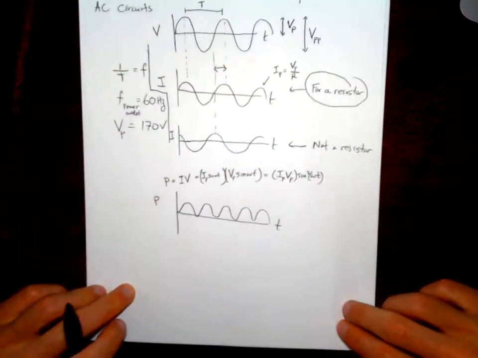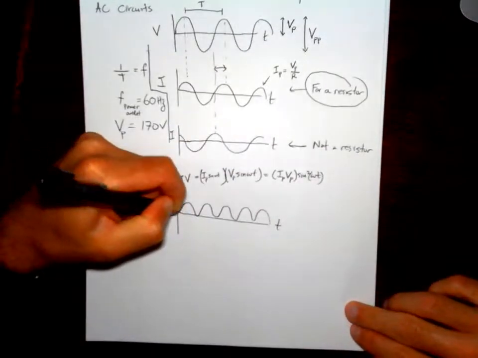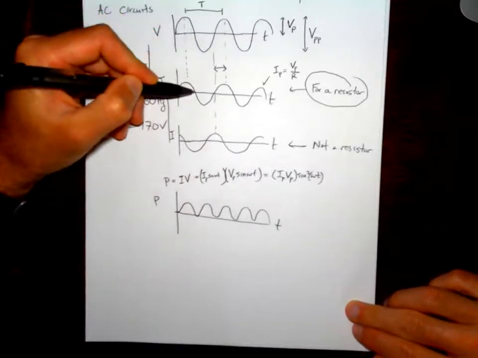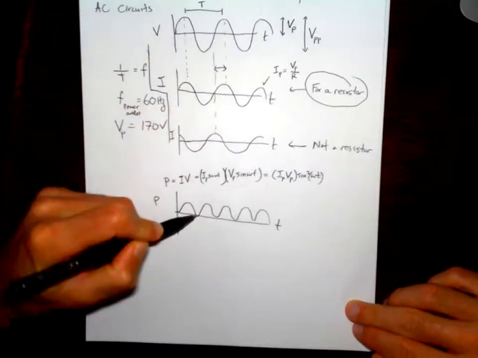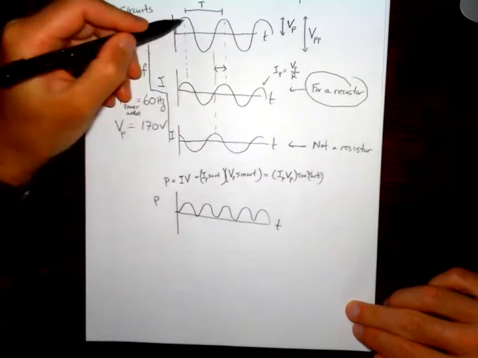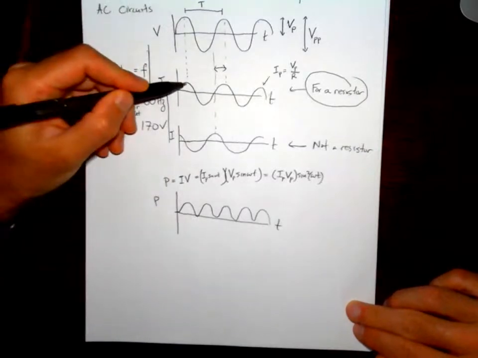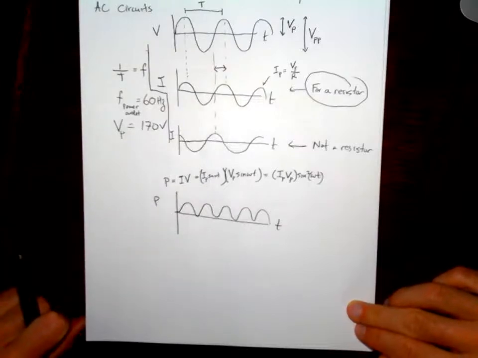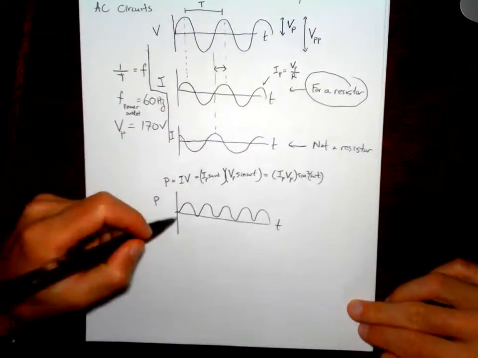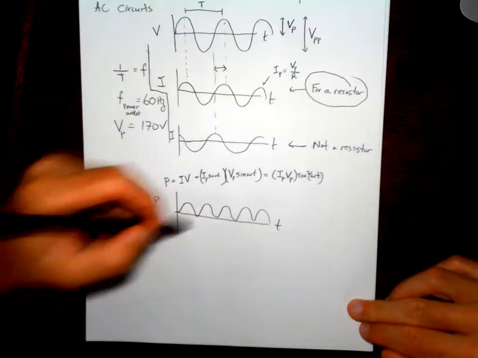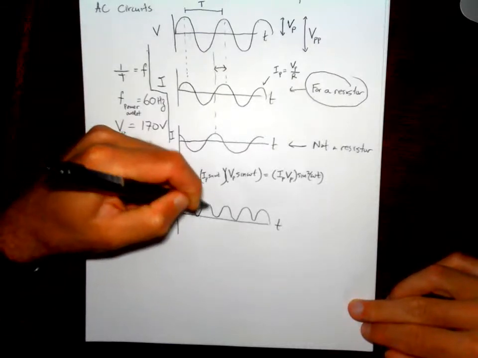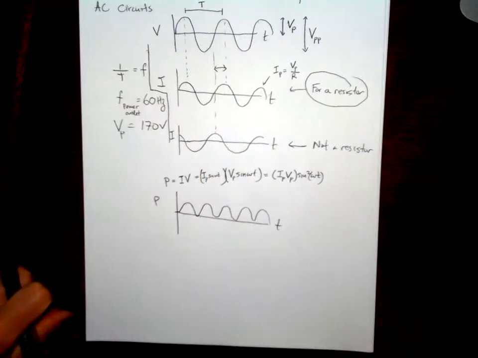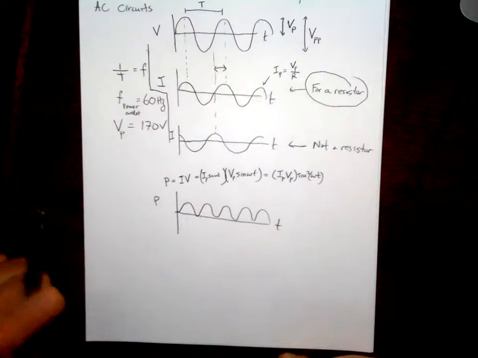What happens is that when the voltage is 0 and the current is 0, you get a power of 0. When the voltage is high and the current is high, you get a large amount of power. So this is what a graph of the power versus time looks like. You can see the power actually pulses in an AC circuit. It's not a consistent, steady power.